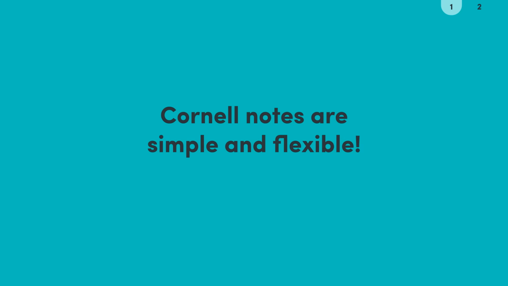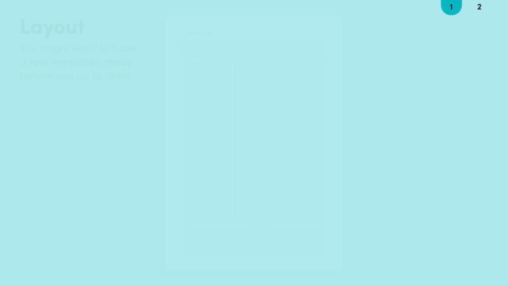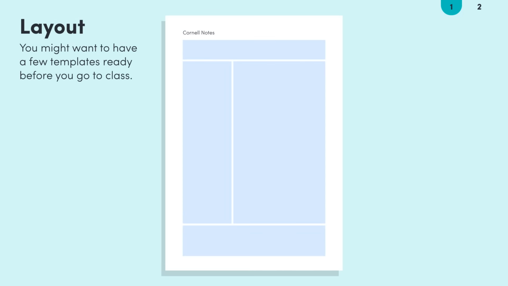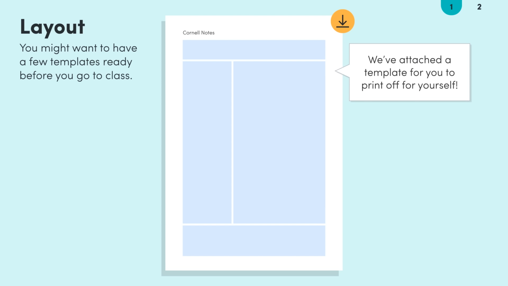We can use them in class when we're learning something new, or we can use them when taking notes on our own. Here's the layout of a page. To save time and effort, we might want to come to class with a bunch of sheets that already have the layout. Check the link in the video description for a template that you can print off and use for yourself. There are also a couple of examples of how Cornell Notes might look in some different types of subjects.